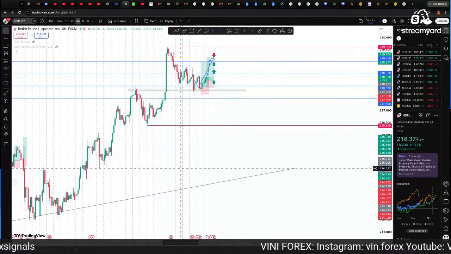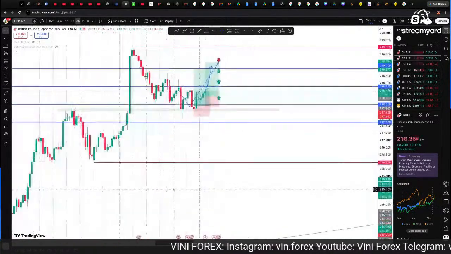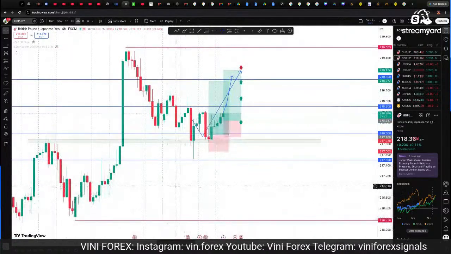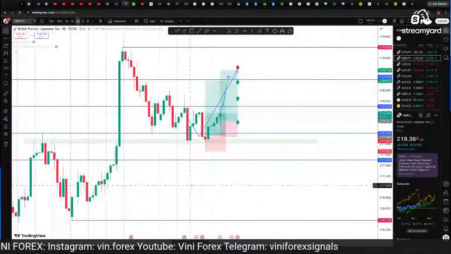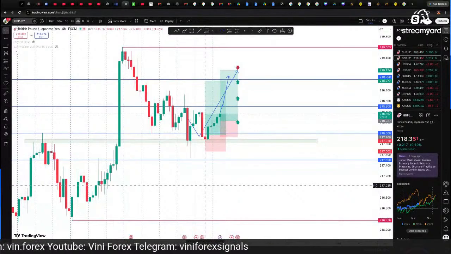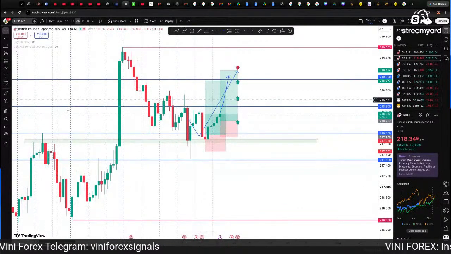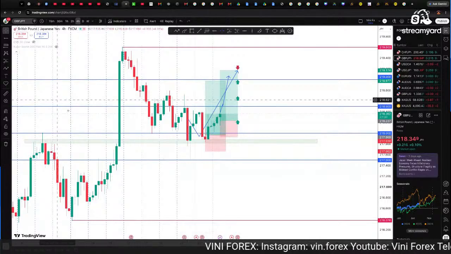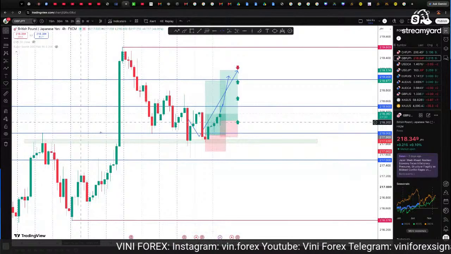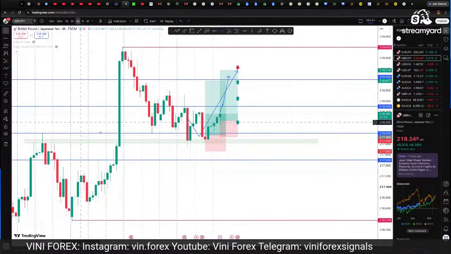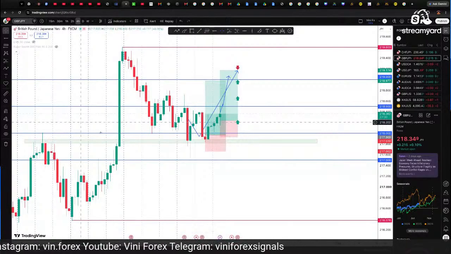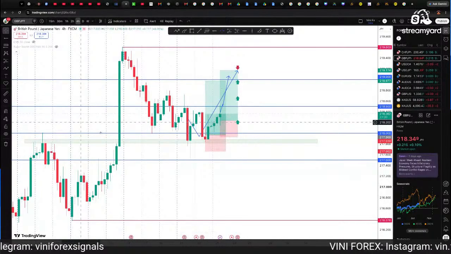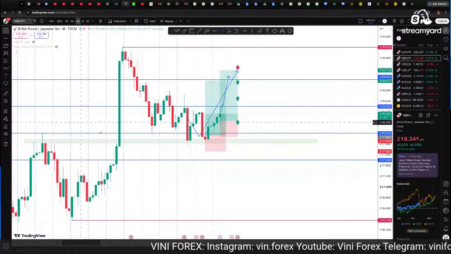Right click here, anywhere on the chart. You click, and then you click settings, then events.